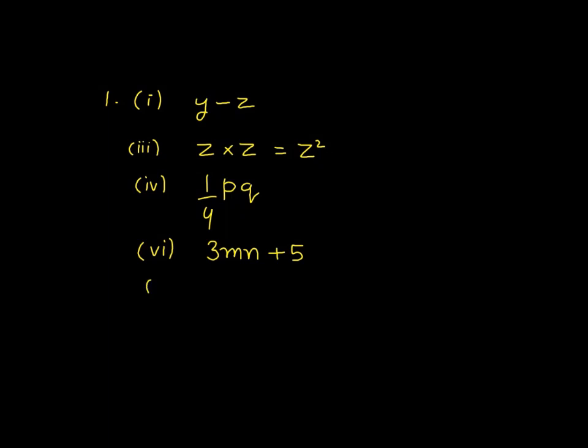Eighth part of the same question, sum of numbers a and b subtracted from their product. A and b, this is their sum, and this thing is to be subtracted from their product. So their product is ab. Your answer will be ab minus (a plus b) in bracket.